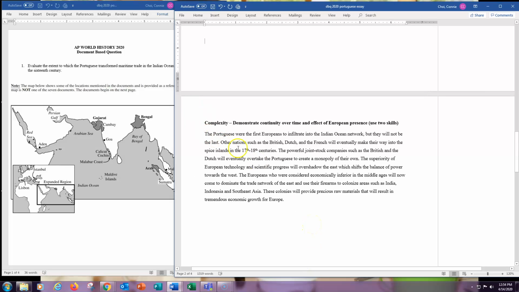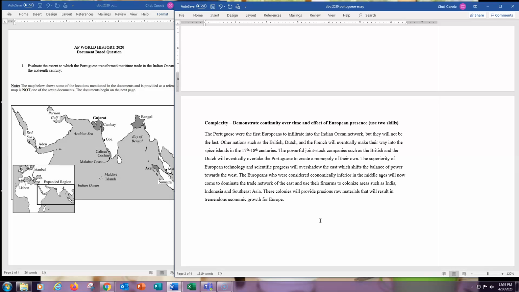The Portuguese were the first Europeans to infiltrate into the Indian Ocean network, but they will not be the last. Other nations such as the British, Dutch, and the French will eventually make their way into the Spice Islands in the 17th through the 18th centuries. The powerful joint stock companies such as the British and the Dutch will eventually overtake the Portuguese to create a monopoly of their own. The superiority of European technology and scientific progress will overshadow the East, which shifts the balance of power towards the West.